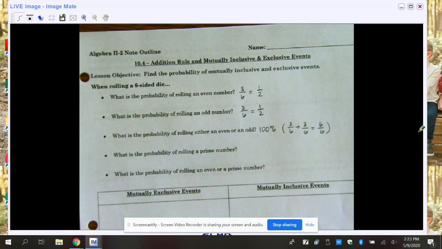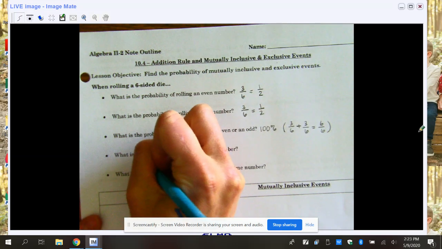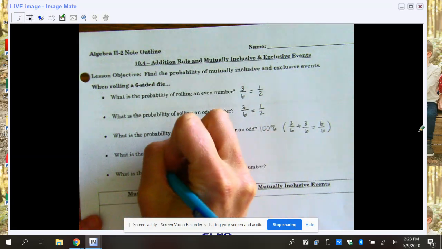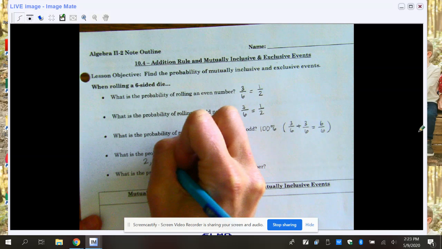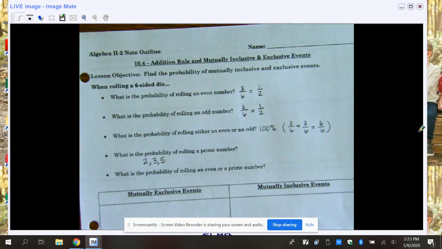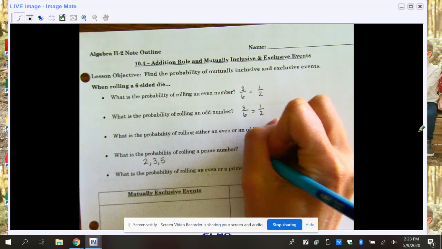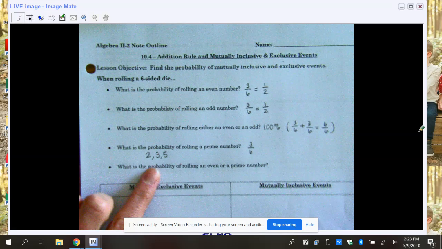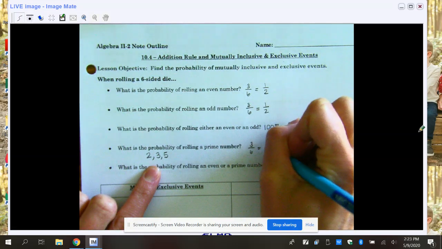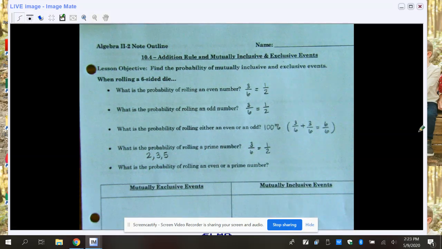Okay, so now what's the probability of rolling a prime number? All right, so the prime numbers are 2, 3, and 5, right? 1 is actually not a prime number. 1 isn't classified as prime or composite. So there is a 3 in 6 chance. There's 3 primes, so that again would be 1/2.